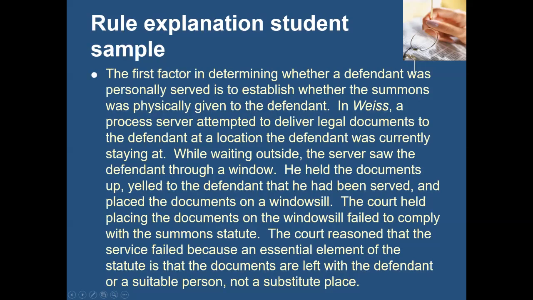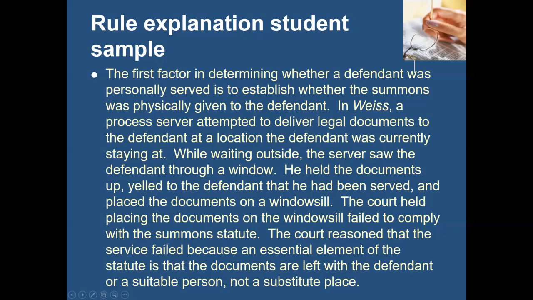In Weiss, a process server attempted to deliver legal documents to the defendant at a location the defendant was currently staying at. While waiting outside, the server saw the defendant through a window. He held the documents up, yelled to the defendant that he had been served, and placed the documents on a windowsill. That is sufficient legally significant facts for me to understand what happened. Unlike the case before where I really don't know what happened.